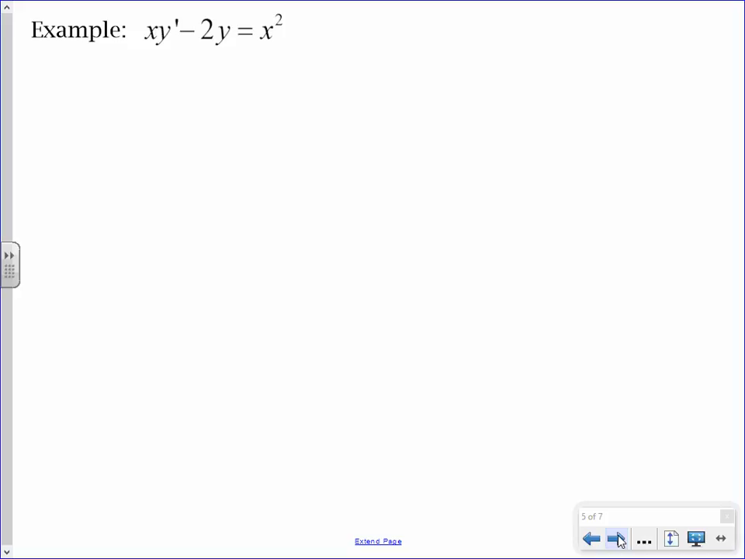Divide everything by x. Whatever's multiplied to dy dx, we don't want it there. So, I'm going to go ahead and write this as dy dx minus 2 over x times y equals x at this point, right? So that was our first step. We have rewritten it to standard form. Our second step was to do what?